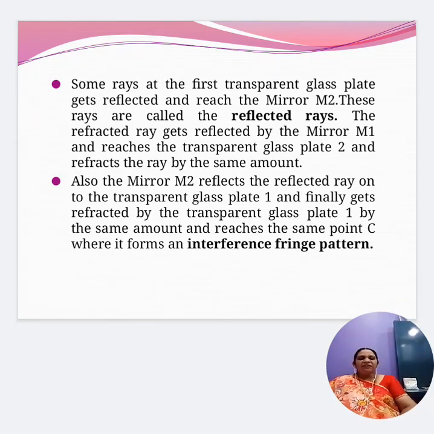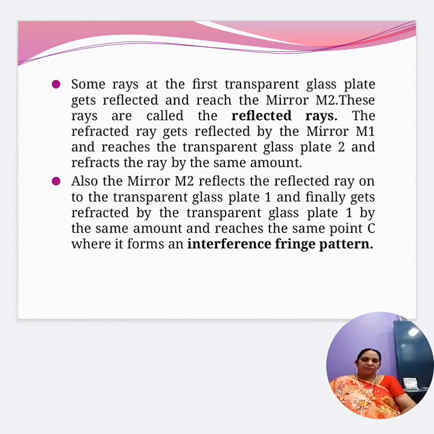The reflected rays get reflected by the mirror M1, and reach the transparent glass plate 2 and are refracted by the same amount. Also, the mirror M2 reflects the reflected ray onto the transparent glass plate 1 and it finally gets refracted by the same amount and reaches the same point C, where it forms an interference fringe pattern.